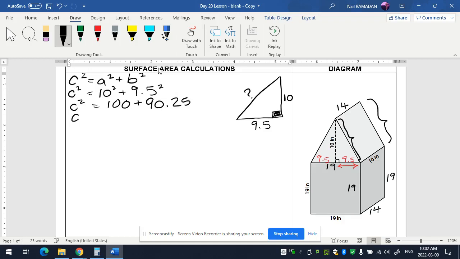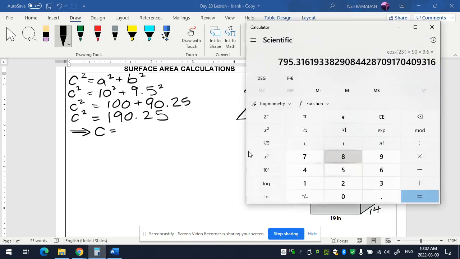Still with the C squared. We haven't taken the square root yet. What's 100 plus 90.25? 190.25. All right. Finally, what's the C? Let's take the square root. 190.25 square root.